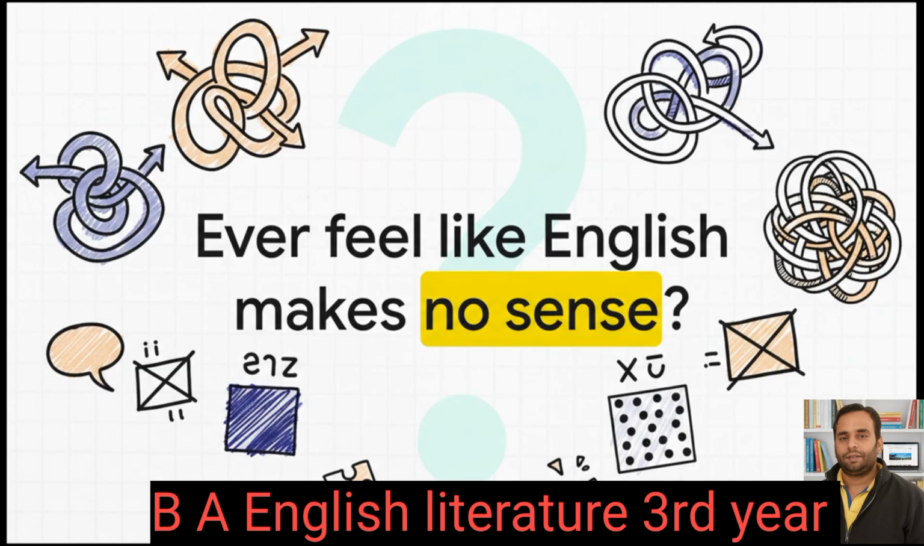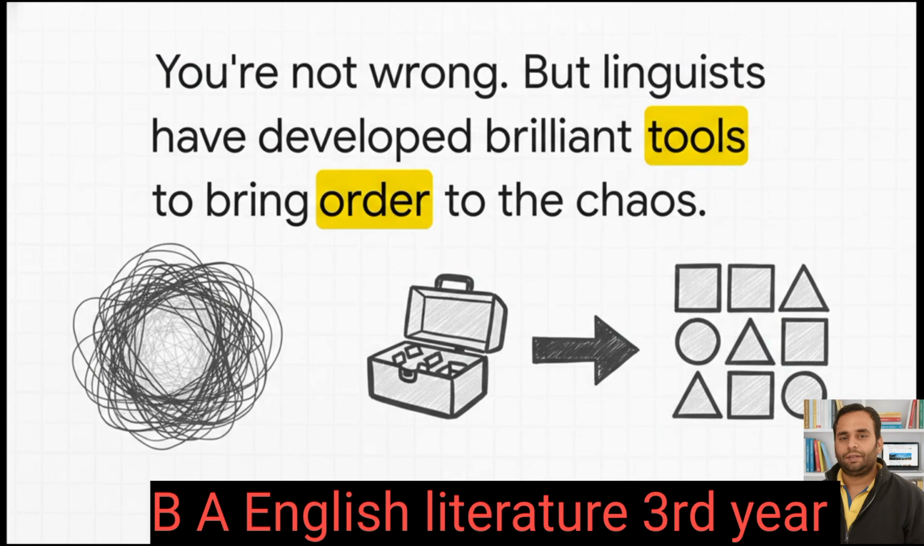Have you ever tried to spell a word and your brain completely freezes? Or maybe you've seen two words that look almost the same but sound totally different. Yeah, if English feels like this chaotic, random mess sometimes, you are definitely not alone. It can be super frustrating. And here's the thing. You're not wrong to feel that way. It is messy. But, and this is the really cool part, linguists have come up with some brilliant tools to bring a little order to all that chaos. And today, we're going to look at two of the absolute most powerful ones.